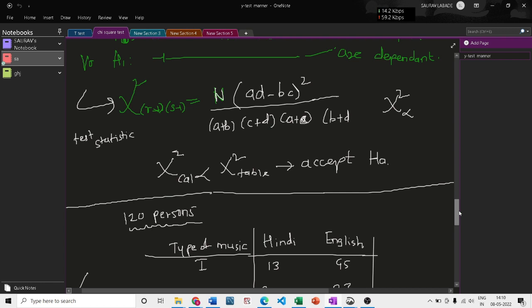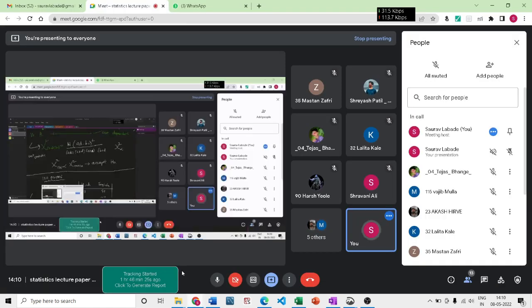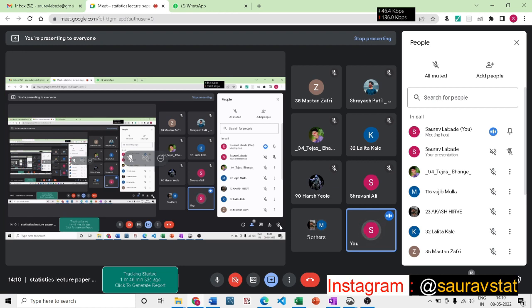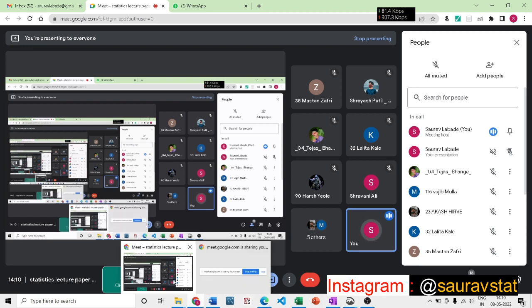Right. So here we have covered all the topics of the chi-square distribution. What was that? The first is the chi-square test for the goodness of fit. The second was the chi-square test for the independence of attributes, and the third was the chi-square test for the 2 by 2 contingency table.